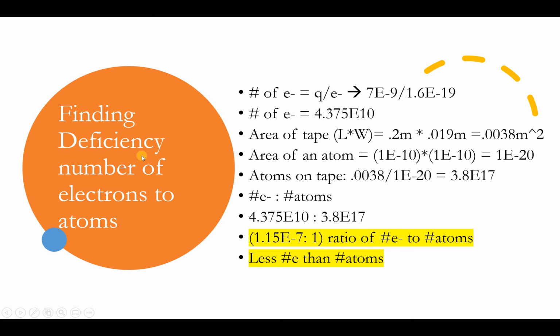Now we're going to find the deficiency of electrons relative to atoms. To find the number of electrons, we divide the charge of the tape by the charge of an electron. Then we find the area of the tape and the area of the atom, and divide the area of the tape by the area of the atom to find the number of atoms on the tape. We set the number of electrons and number of atoms as a ratio, which ends up being 1.15 times 10 to the negative 7 to 1. This shows a ratio of fewer electrons than atoms, which makes sense, which is why the tape is positively charged and there's a deficiency.